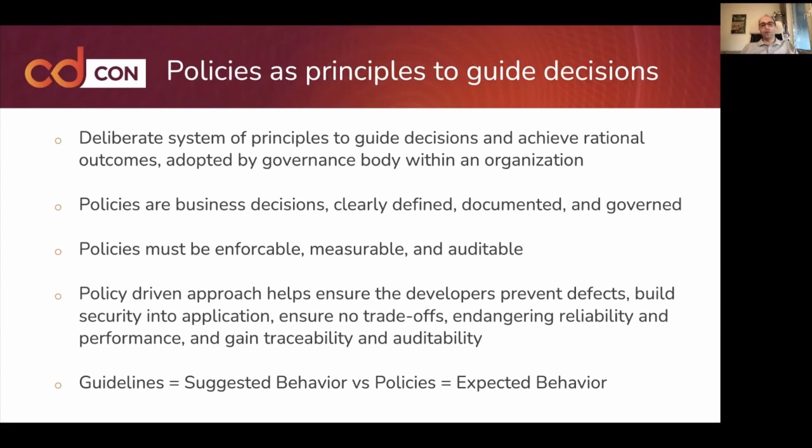For example, if a developer sends a new commit, and it has to go through various gates with all the different types of policies enforced on those gates, the developers can make sure that they don't introduce new defects or security issues within their commits. They don't have trade-offs endangering reliability and performance, putting the business at risk. And finally, they can gain traceability for their commit while it travels through their continuous delivery pipelines.